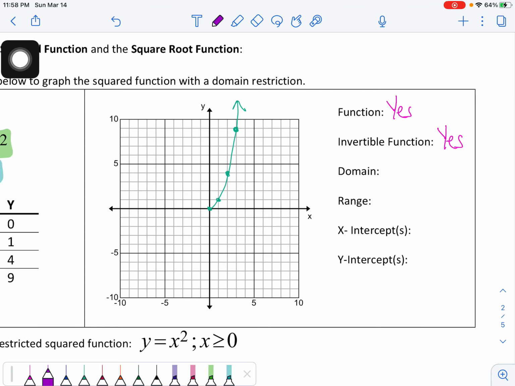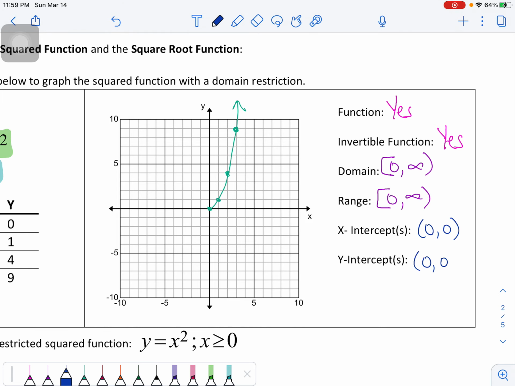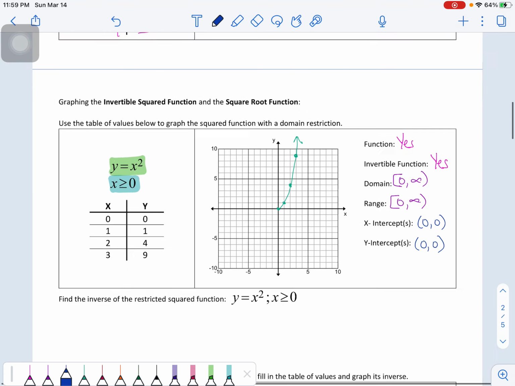Okay? Domain, we've actually already said what the domain is. We've restricted the x values to be greater than or equal to 0. So domain is going to be from 0 to infinity. Range, well, our lowest possible y value is 0, and we're going to go to infinity. So range is 0 to infinity. X-intercept (0, 0), and y-intercept is (0, 0).